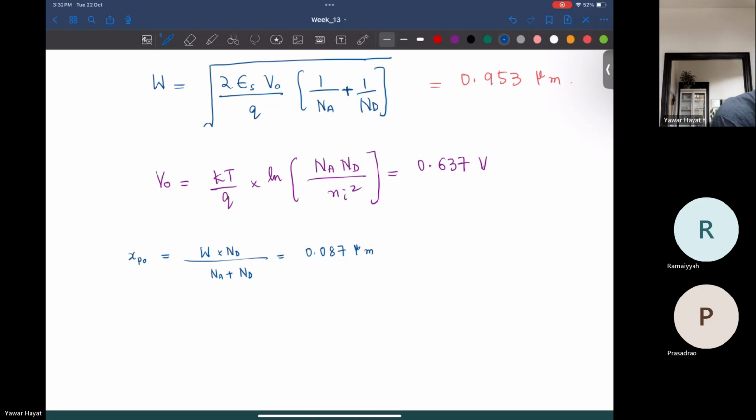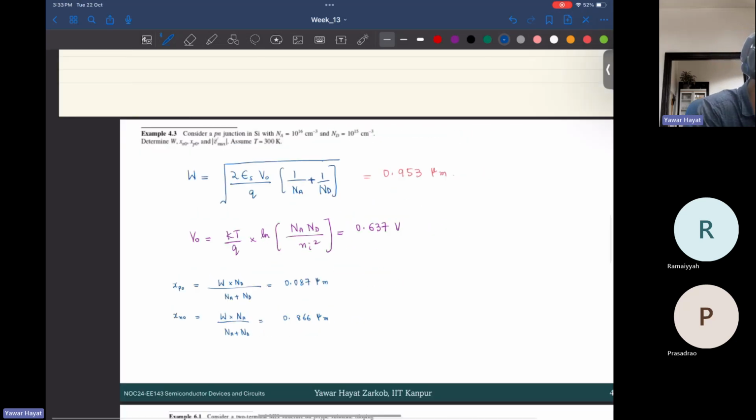Again, xn0. Tell me what expression should I use for xn0? W into Na by Na plus Nd, and that would come about as 0.866 micrometer. So xp naught is almost negligible in comparison to xn naught.